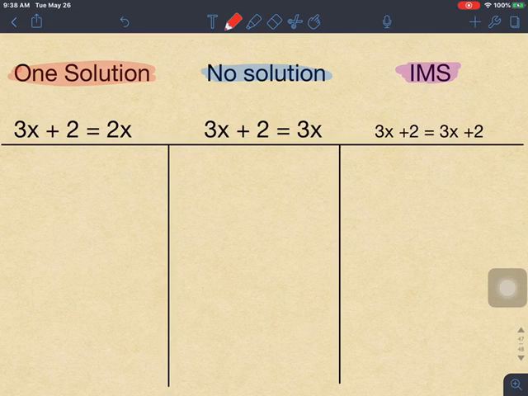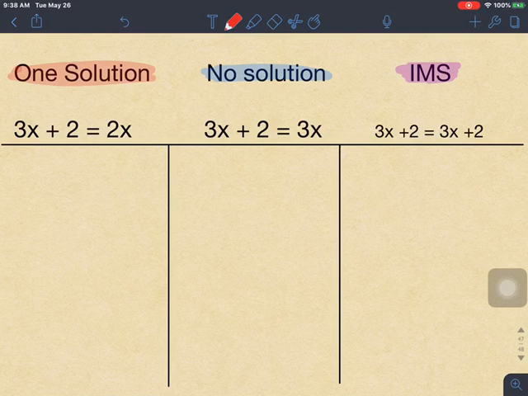This is Mr. Wallace, and I have three sets of equations in front of you. You'll notice the titles: one solution, no solution, infinitely many solutions. I'm trying to get you prepared for an assignment you're going to have, and so really we just want to go over this.